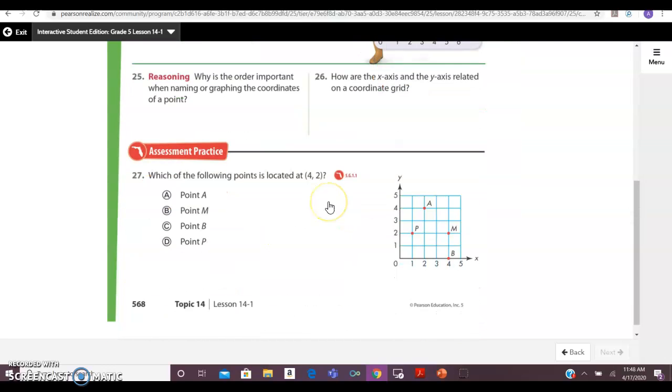Number 25, why is the order important when naming or graphing the coordinates of a point? So why is it important that we go a specific order? 26, how are the x and y axis related on a coordinate grid? 27, which of the following points is located at 4, 2? Is it point A, point M, point B, point P?